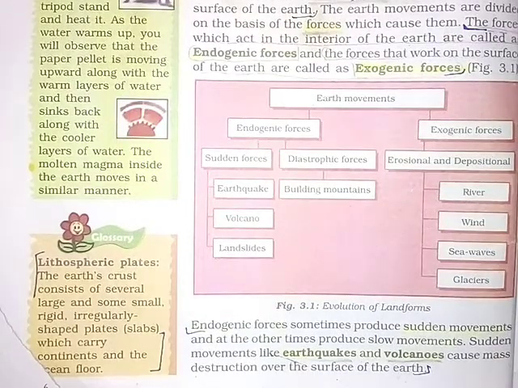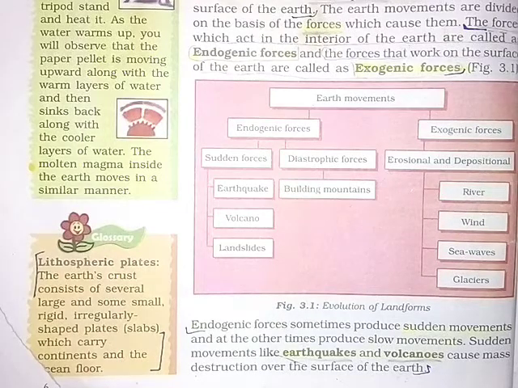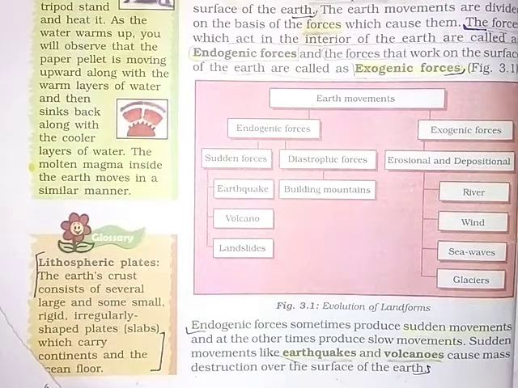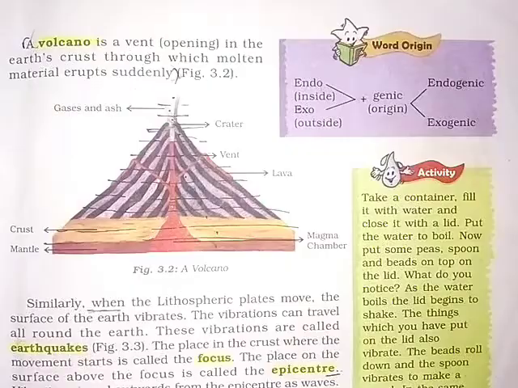Endogenic forces sometimes produce sudden movements and at other times produce slow movements. Sudden movements like earthquakes and volcanoes cause mass destruction over the surface of the earth. Lithospheric plates: the Earth's crust consists of several large and some small, rigid and irregularly shaped plates, slabs which carry continents and the ocean floors. A volcano is a vent opening in the Earth's crust through which molten magma erupts suddenly.